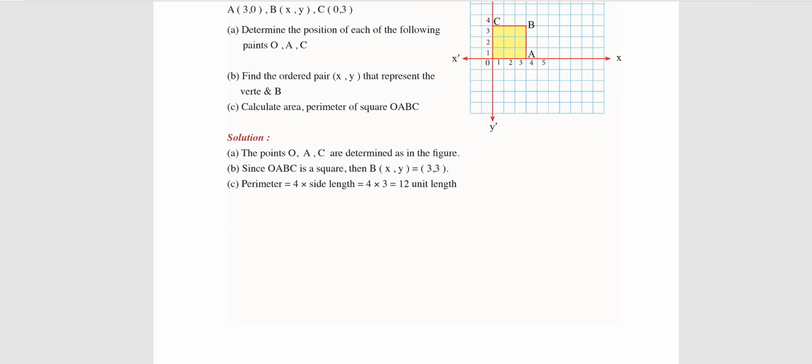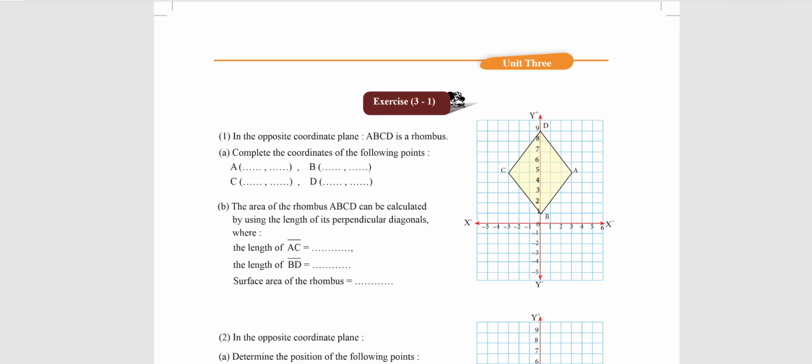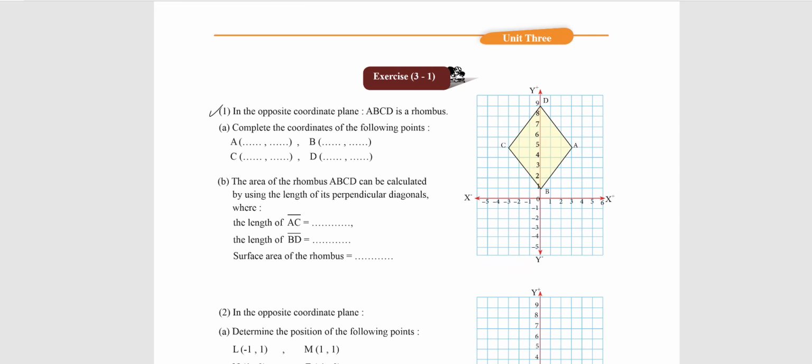After that, let us solve some exercises together. Look at exercise number 1. In the opposite coordinate plane, ABCD is a rhombus. Complete the coordinates of the following points. Let us determine the point A. The point A equals 3 and 5. The point B is 0 and 1.